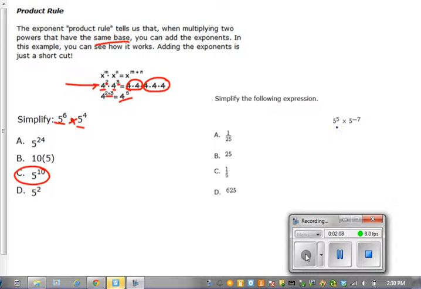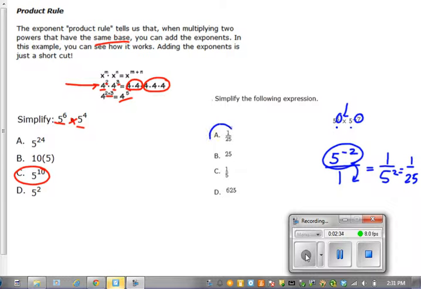Next example, again, same base of 5. It is multiplying. You would add those exponents, 5 and negative 7, giving you negative 2. Again, we don't like using negative exponents, so we'll make that a fraction. This has the negative exponent. We move it to the bottom. We have 1 over 5 to the second, which we don't see in our answer. So we're going to take it a little bit further, and we have 1 over 25, 5 to the second, giving you A.